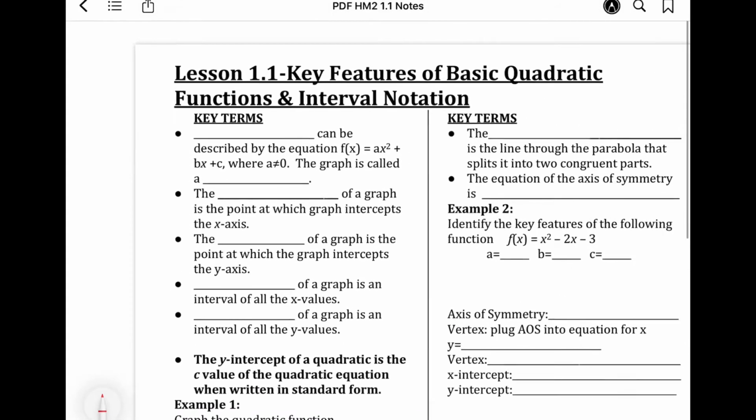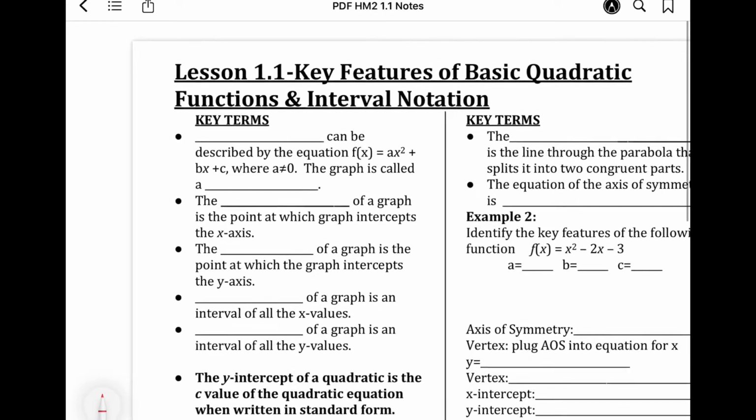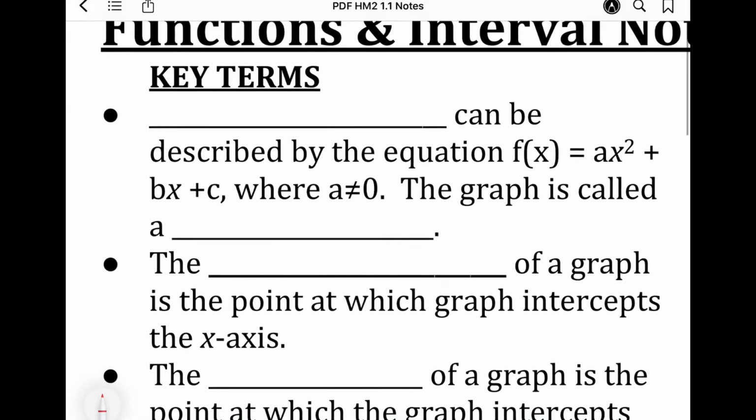Hey guys, so in this video I'm going over Honors Math 2, Lesson 1.1, which is key features and a little bit of interval notation. So let's dive in on these key terms, remembering that if you have access to a printer, you can print these out and follow along.